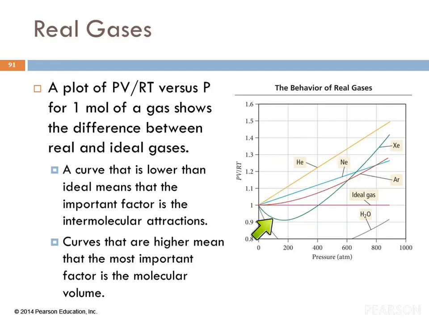And when the curve dips below the ideal gas law, that means that the most important factor here is the intermolecular attractions between the particles. When the curve is above, it means that the molecular volume is more important in skewing it from ideal behavior. Okay, so what should you know about this? You should know that real gases do not always behave like ideal gases. At high pressures, think of squeezing the molecules together, and now the size of the molecules matters.